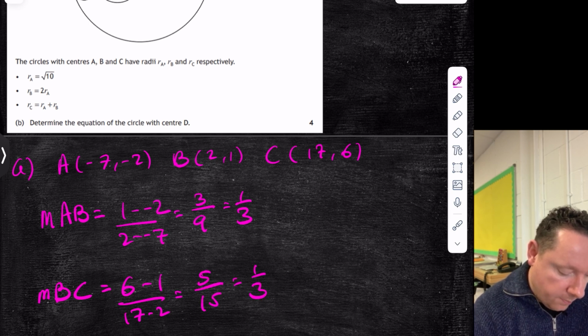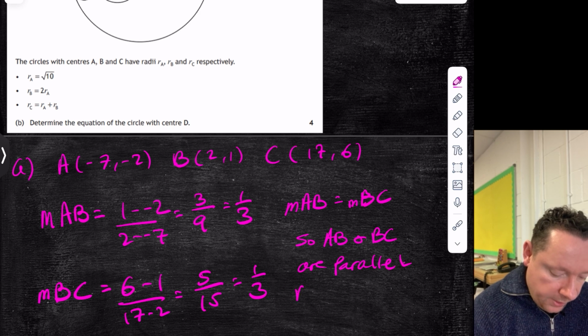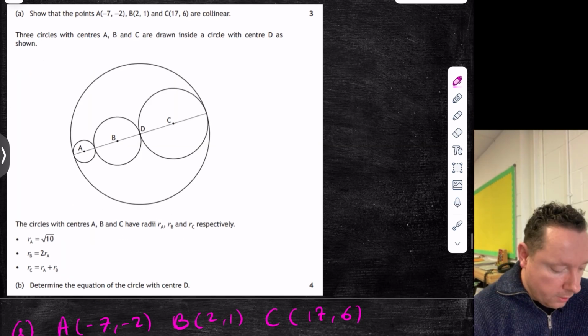So write a little statement. The gradient to A and B is equal to the gradient to B and C. So AB and BC are parallel. But B is a common point. So A, B, C are collinear. And we're done there. Okay, let's tackle part B.